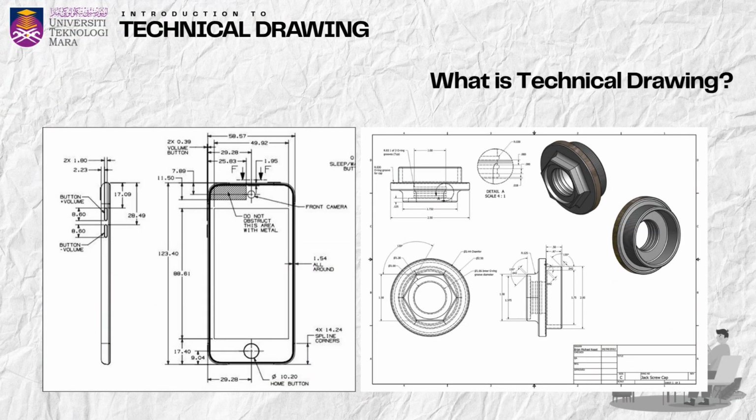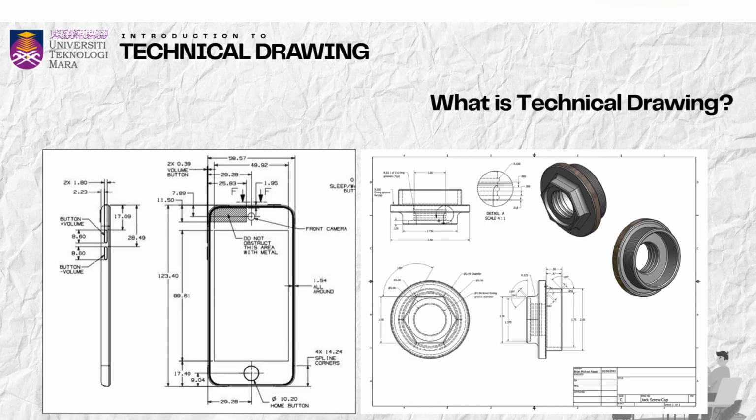This is an example of a technical drawing, more specifically a 2D drawing, which presents the product from multiple views, typically the front, top, and side. These multiple perspectives provide a clear and complete representation of the object's geometry. Each view includes precise dimensions to ensure every edge, corner, and feature is accurately communicated.